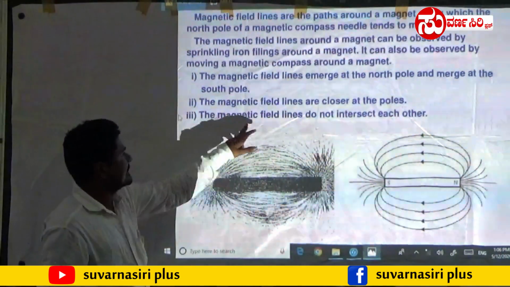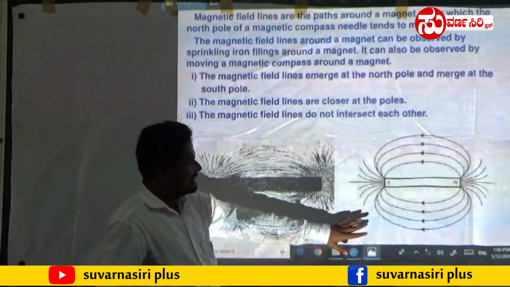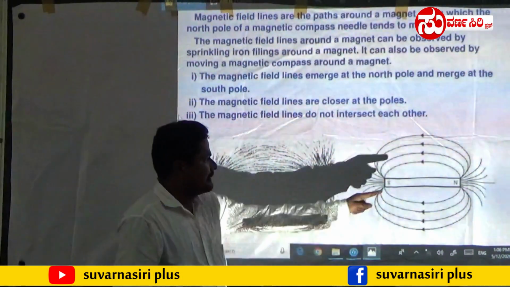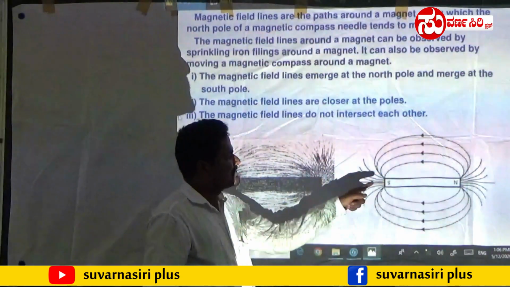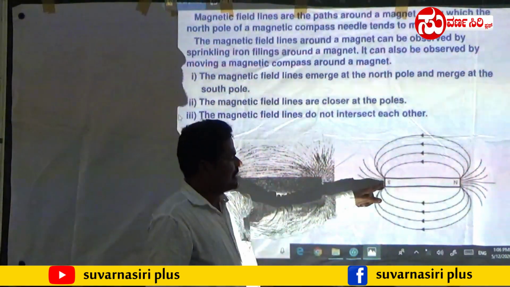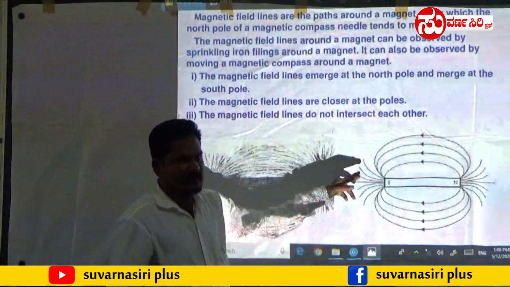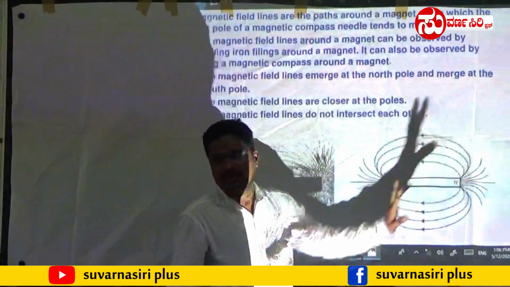Next, magnetic field lines do not intersect. And here is one of the main important points. They emerge at the north pole and merge at the south pole. So inside the magnet, these magnetic field lines move from the south to the north pole.